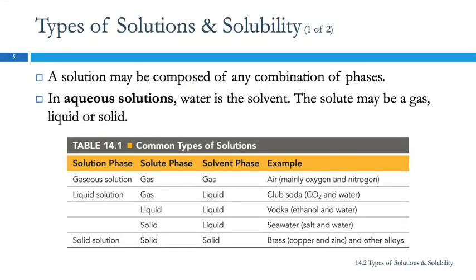So a solution can be composed of two solids, two liquids, two gases, a solid and liquid, any combination. Aqueous solutions are very common. In aqueous solutions, water is the solvent. The solute can be a gas, liquid, or a solid. And so here are some common types of solutions.